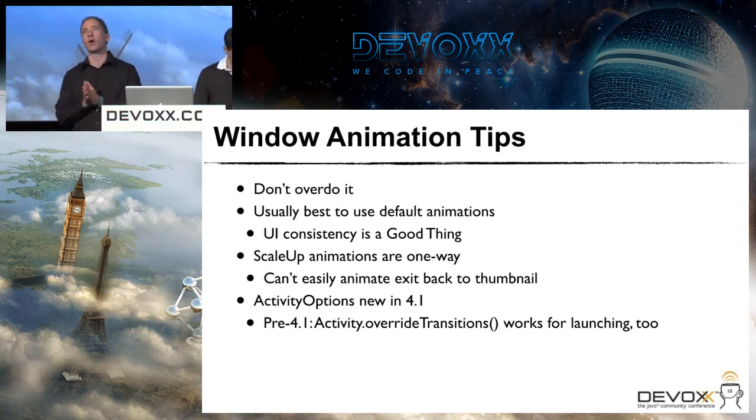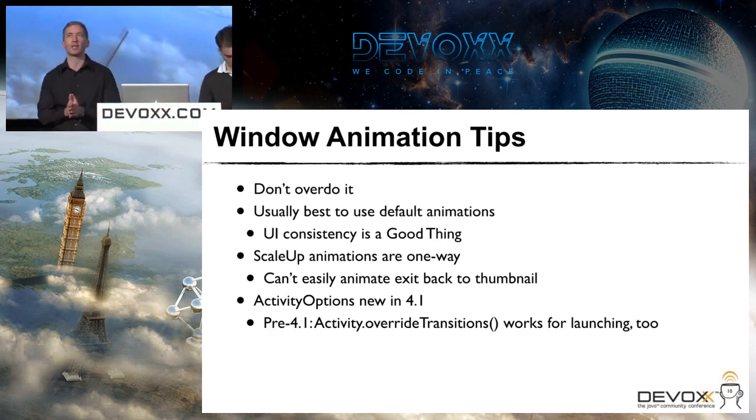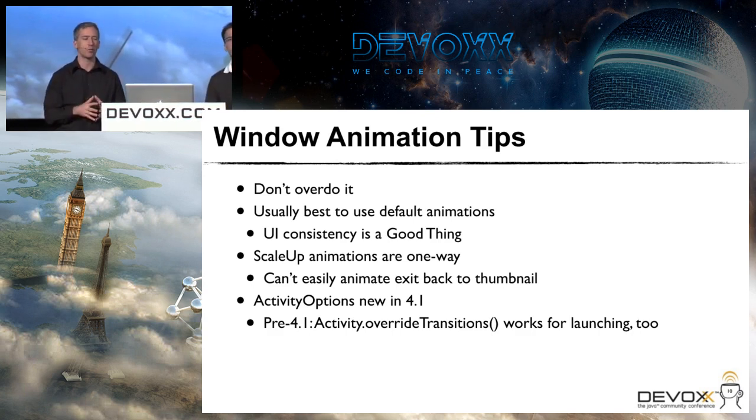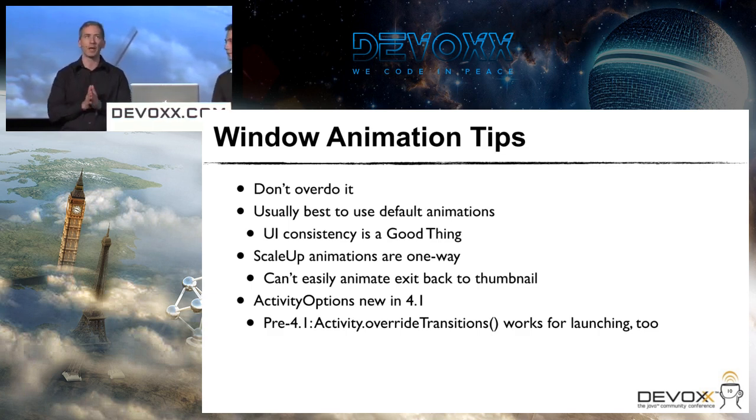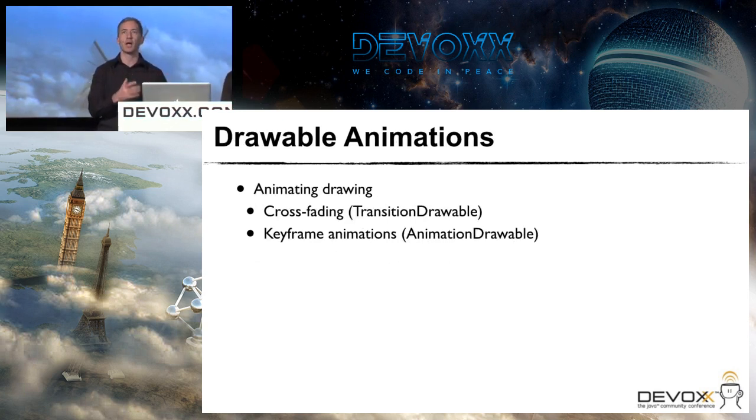Scale-up animations, as I said, are one way you can scale up from a bitmap, but going back, it is asymmetric, so you need to use the normal override pending transitions that don't have the thumbnail or bitmap options. And then finally, the activity options, these custom animations and thumbnails, are new in 4.1. If you're writing code for prior to 4.1, then you can also use the override transitions that we saw in the sub-activity. That declares the animations to get back to the main activity. You can actually use the same API to get into the sub-activity as well. It doesn't provide quite the same level of flexibility as the new approach, but if you're writing for older releases, then you can certainly use that.